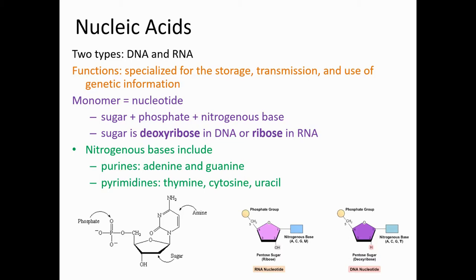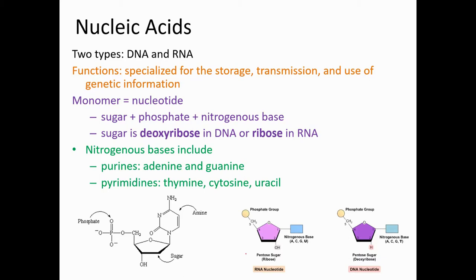Two big types: DNA and RNA. These transmit and store genetic information. DNA in every cell kind of tells your body what to do, what color your eyes should be, how tall you should be, what color hair, all that kind of fun stuff. The monomer is a nucleotide.